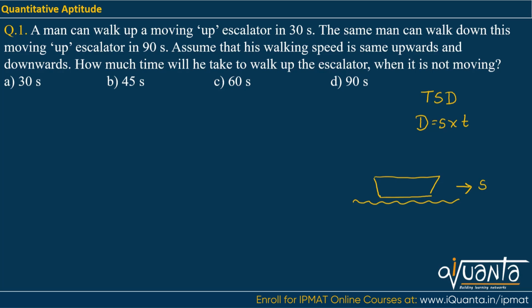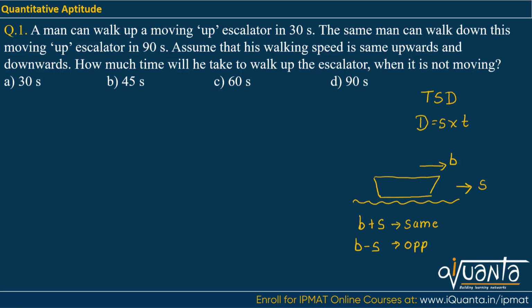So if the boat is flowing in the similar direction to that of the stream, if I take the speed of boat as B, then the net speed of the boat will be B plus S because it is flowing with the stream. So this is the speed when boat and stream are going in the same direction. If they are going in the opposite direction, the net speed of the boat will be taken as B minus S. This is when the boat and stream are moving in opposite directions. You will be learning all this in the upcoming sessions of iQuanta.